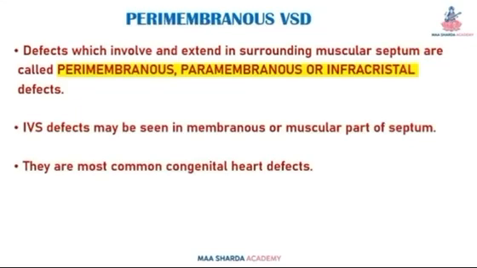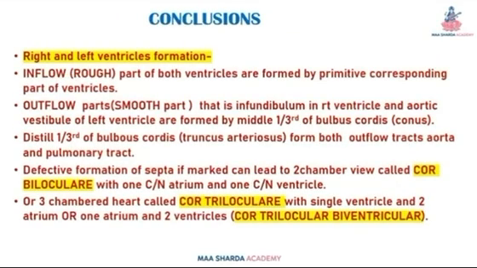Defects which involve and extend in surrounding muscular septum are called perimembranous, paramembranous or infracrystal defects. Interventricular septum defects may be seen in membranous or muscular part of septum. They are most common congenital heart defects.